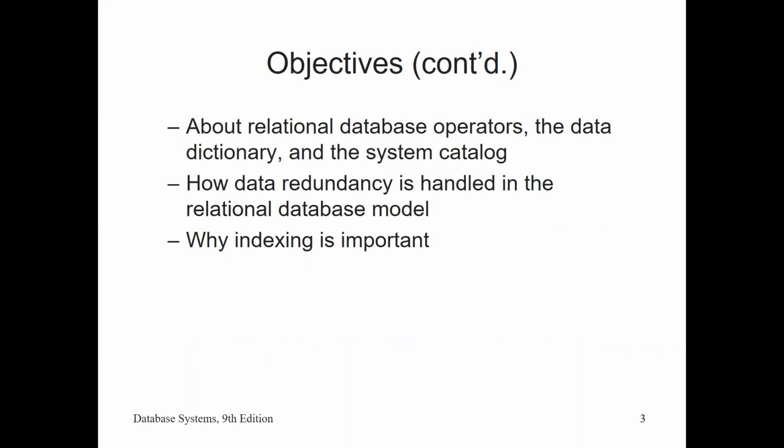The fifth objective is about relational database operators, the data dictionary, and the system catalog. The sixth objective is how data redundancy is handled in the relational database model. And the very last objective of this lecture is why indexing is important.